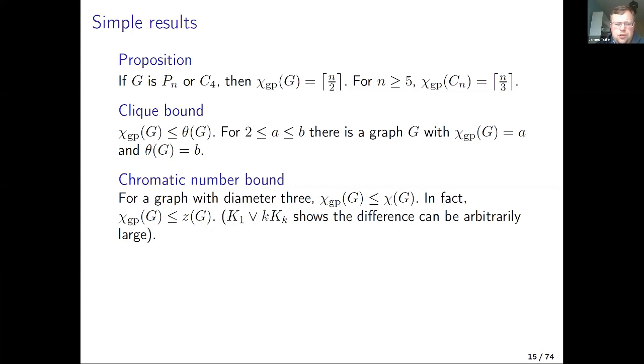And we can actually improve that slightly to something called the co-chromatic number, which is not quite so familiar to everybody, but that is a coloring in which each color class is either an independent set or a clique. But the difference between them can be arbitrarily large. For example, you can take the join of a single vertex with k copies of k-cliques.